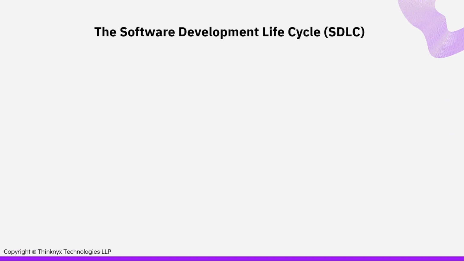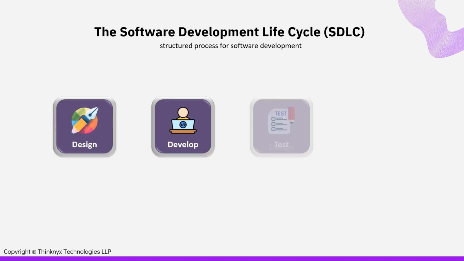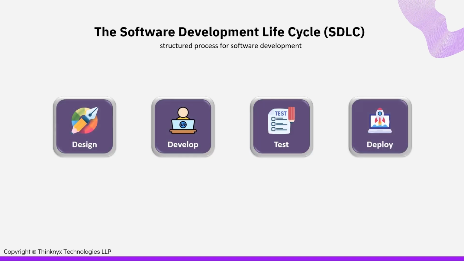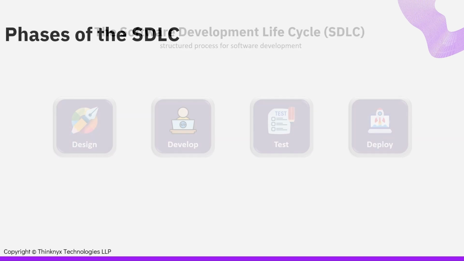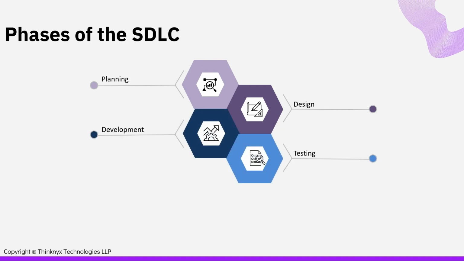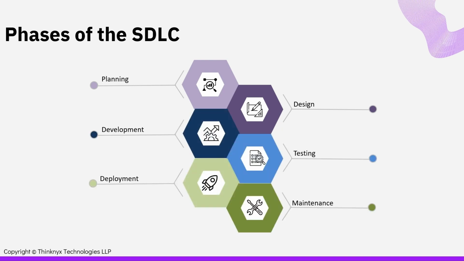The Software Development Lifecycle (SDLC) is a structured process that software development teams follow to design, develop, test, and deploy software applications. It ensures that the software is developed efficiently, effectively, and meets the specific needs of the user. The SDLC typically involves several phases, each one with its own specific goals and activities. These are planning, design, development, testing, deployment, and maintenance. Let's discuss them one by one.